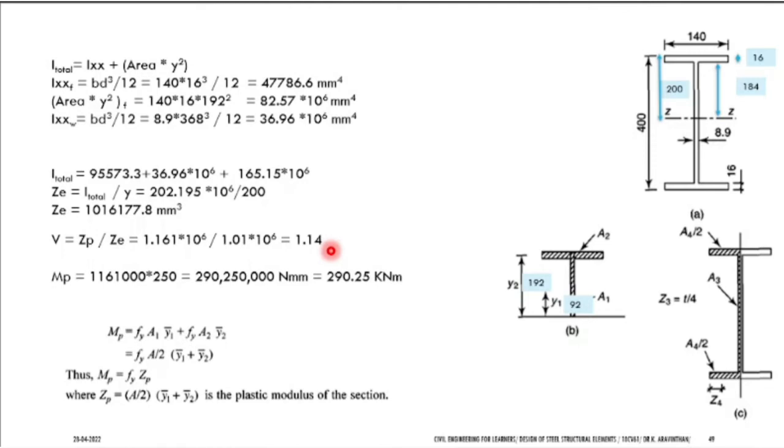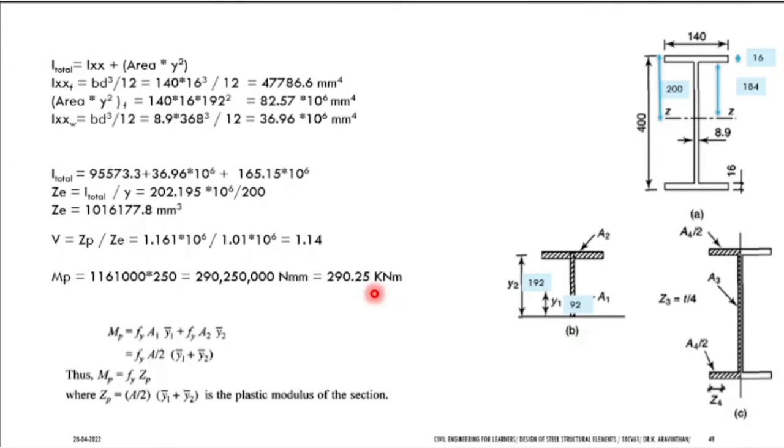What is Mp? Mp is the plastic moment. So what is the formula? In the previous class I have given the formula: Fy into Zp. Now is Fy given in this problem? Yes, it is given as 250. You multiply the 250 into the value you got, and you get the plastic moment as 1.16. You multiply 290 into 10 power 6. So you will get this answer, and finally in kilonewton meter you will get 290.